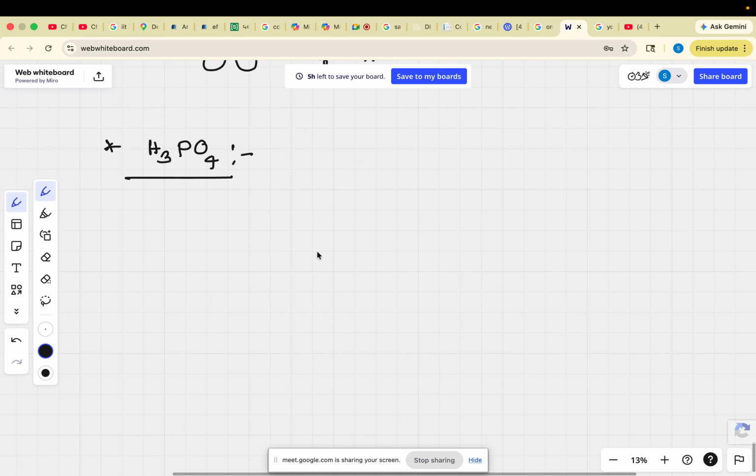So in H3PO4, the molecule basically looks like this: phosphorus, double bond O. Now you have 3 OH like this. See, these 3 OH, they are in the plane. Suppose these 3 OH are in the plane of your paper, but this double bond O is present on top of your paper, above the plane of your notebook, and these 3 OH are present on the plane of your notebook.